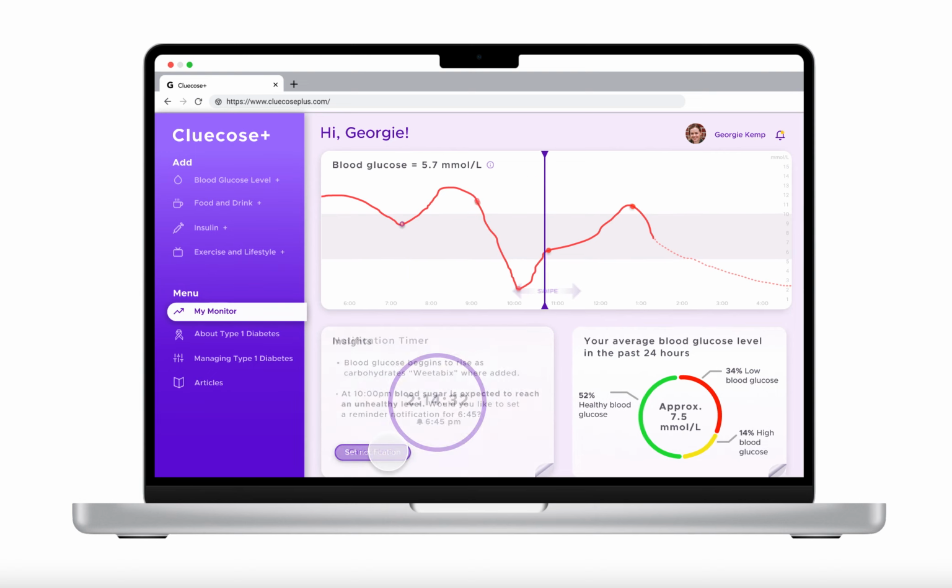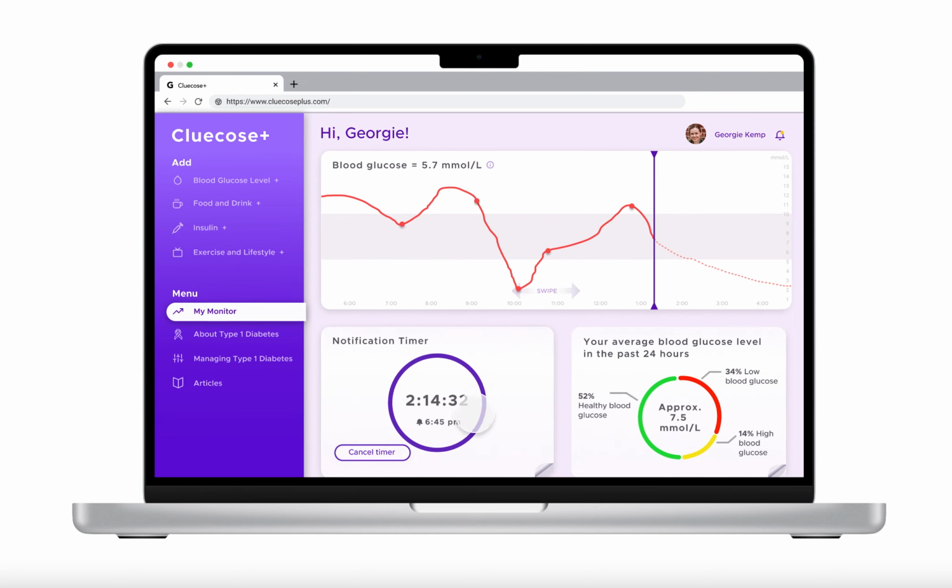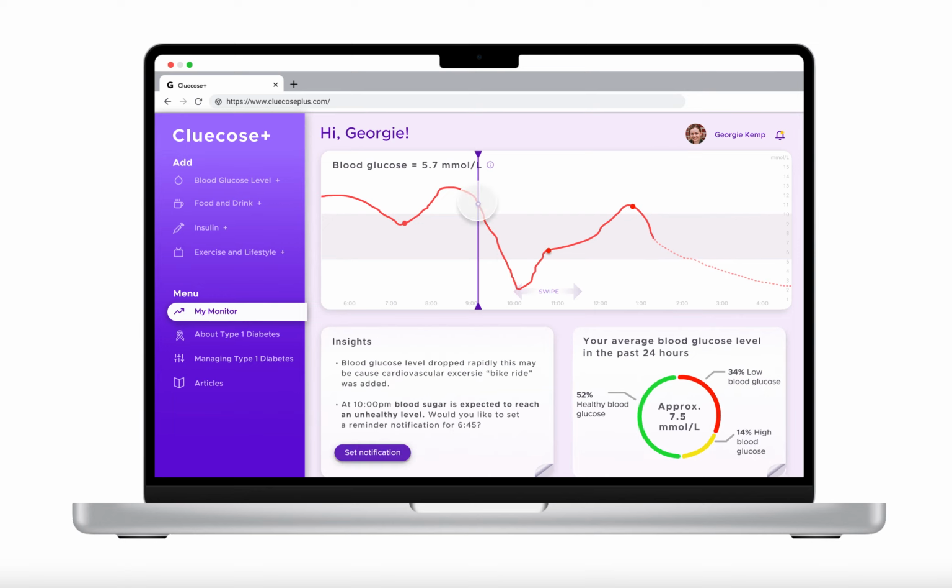So you can set a timer like this, and it will go to 2 hours and tell you what time the alarm is expected to set off. And then here it says that you've inputted a bike ride, so this is what's bringing your blood glucose levels down. This again helps people understand why certain activity affects their blood glucose levels, because different types of exercise can affect you in different ways.